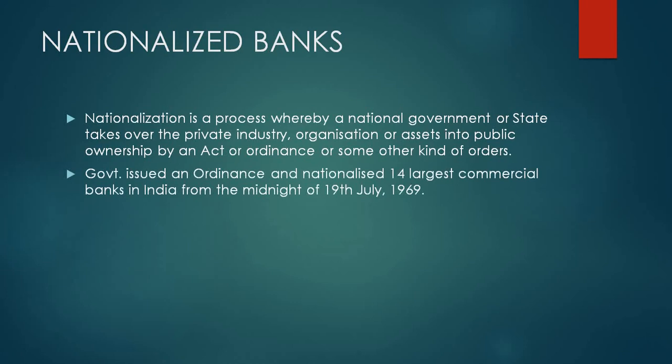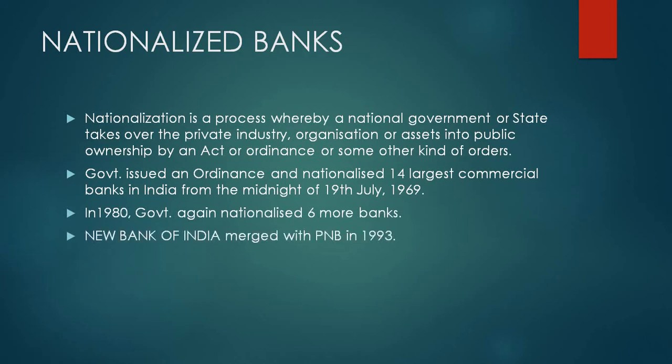The main objective of government behind nationalization was to provide banking services to unbanked areas, to the people who need it. Before nationalization, the banking services were concentrated to a particular locality and a community. Government issued an ordinance and nationalized 14 largest commercial banks in India from the midnight of 19th July 1969. In 1980, the government again nationalized 6 more banks. So after 1980, there were 20 nationalized banks. In 1993, the New Bank of India merged with PNB, so we were left with 19 nationalized banks after 1993.